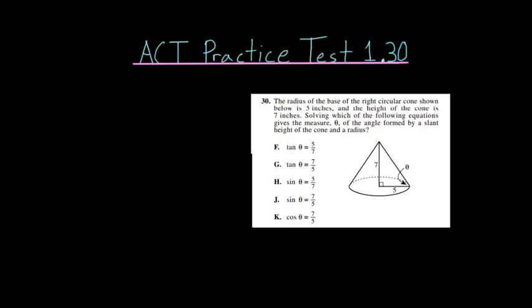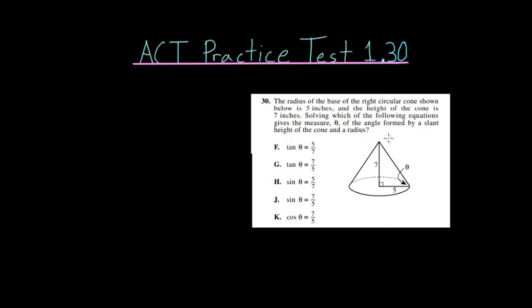The 30th problem on this first ACT practice test focuses on the basic properties of trigonometry. The radius of the base of the right circular cone shown below is 5 inches, and the height of the cone is 7 inches. Solving which of the following equations gives the measure theta of the angle formed by a slant height of the cone and a radius.